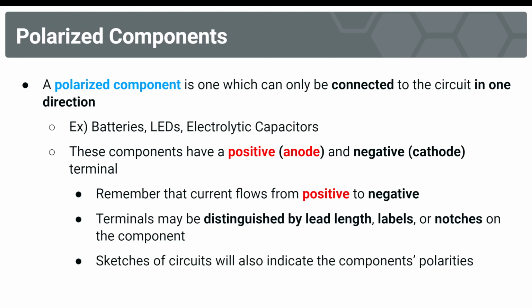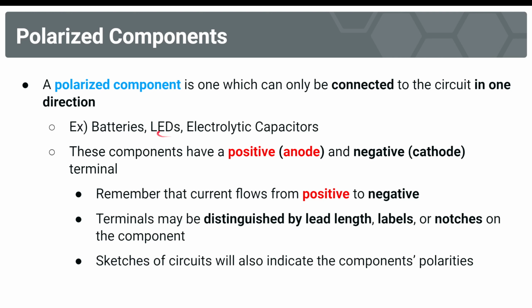Okay, we talked about components. Let's talk about polarized components. A polarized component is one which can only be connected to the circuit in one direction. Batteries have a positive terminal and a negative terminal. The current will only flow from the positive terminal to the negative terminal, so it can only be connected to the circuit in one direction, typically.